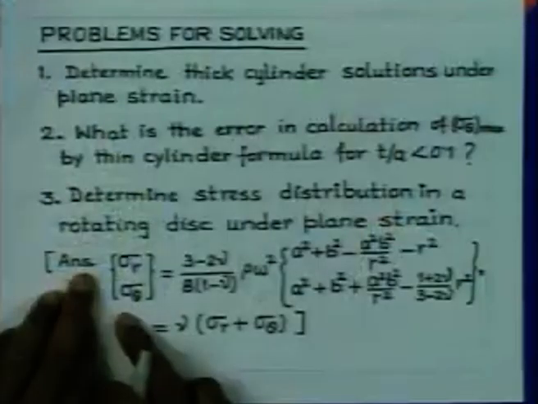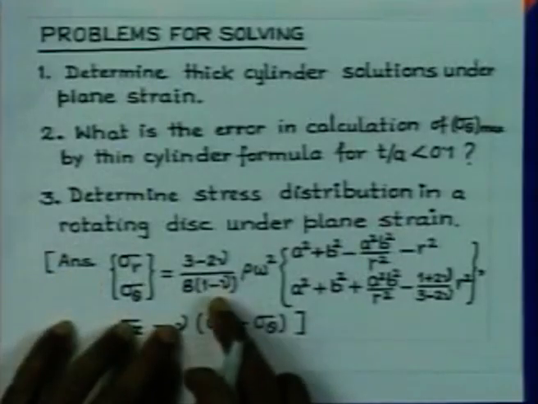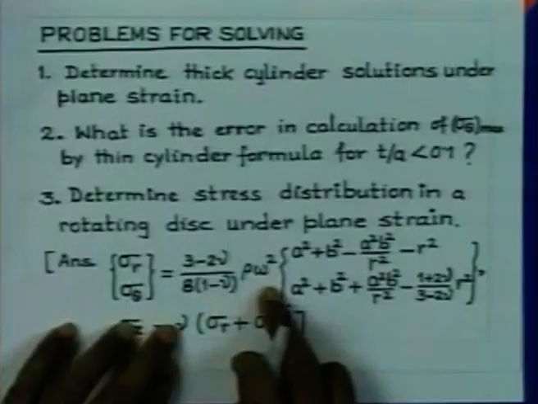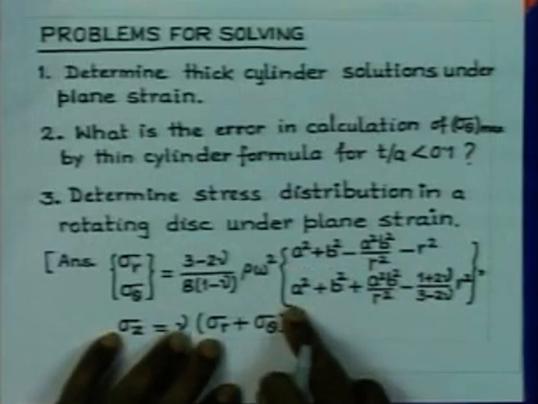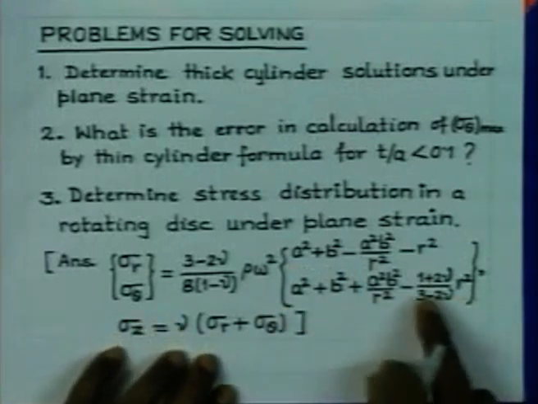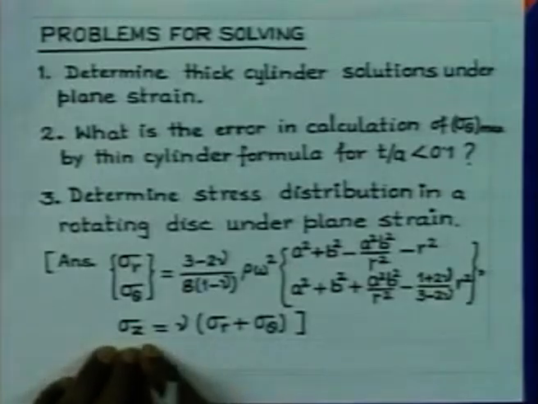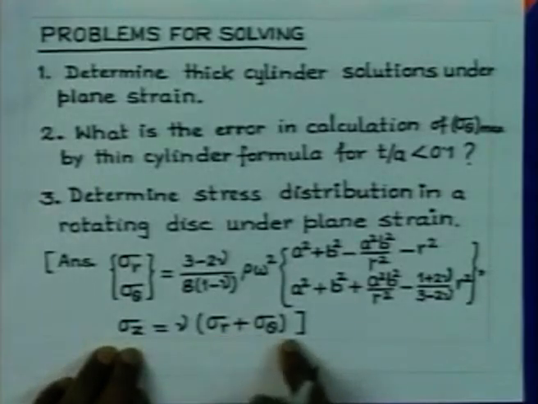Now, the other problem that I would like you to consider: determine the stress distribution in a rotating disc under plane strain, and the approach would be similar to the analysis of thick cylinder under plane strain, and you will find the answers for the plane strain problem for sigma r and sigma theta. It is going to be (3 minus 2 nu) by 8(1 minus nu) times rho omega square, and the expression for sigma r will be given by this, expression for sigma theta will be given by this one. There is a difference here, and the sigma z stress is going to be given by nu times (sigma r plus sigma theta).